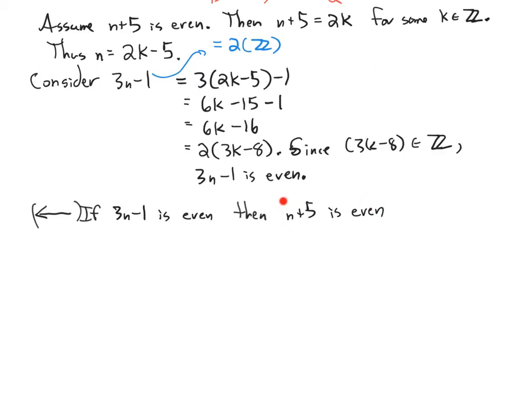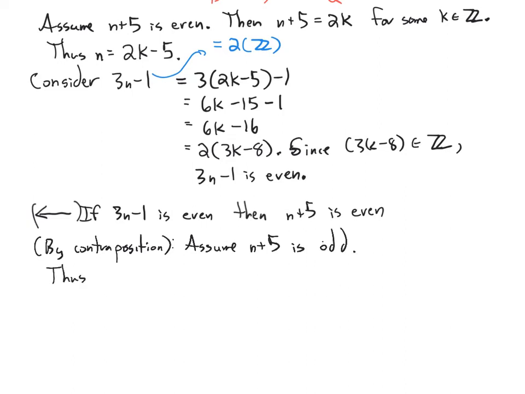So we're going to assume the then part is false. We're going to show that the if part is false. So by contraposition, let's assume n plus 5 is not even. And since we're in the integers, it means that n plus 5 is indeed odd. Thus, n plus 5 equals 2k plus 1 for some integer k.